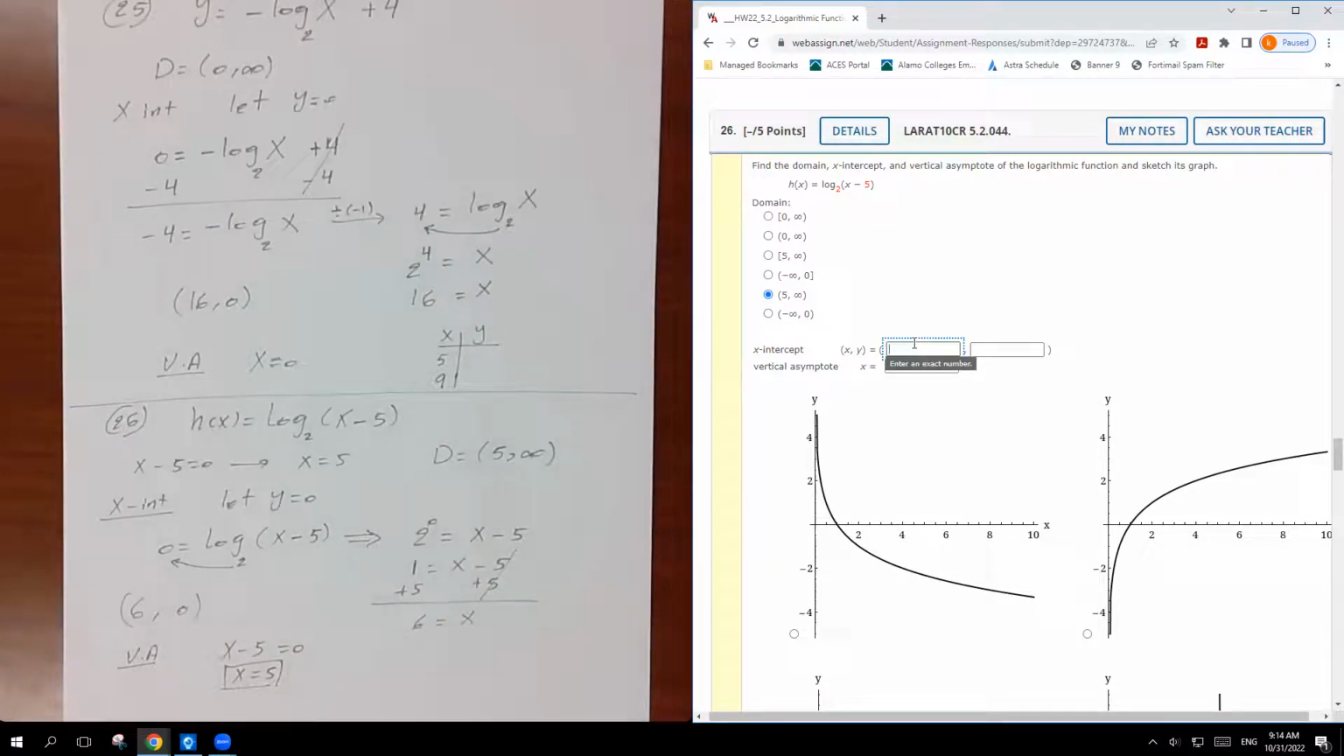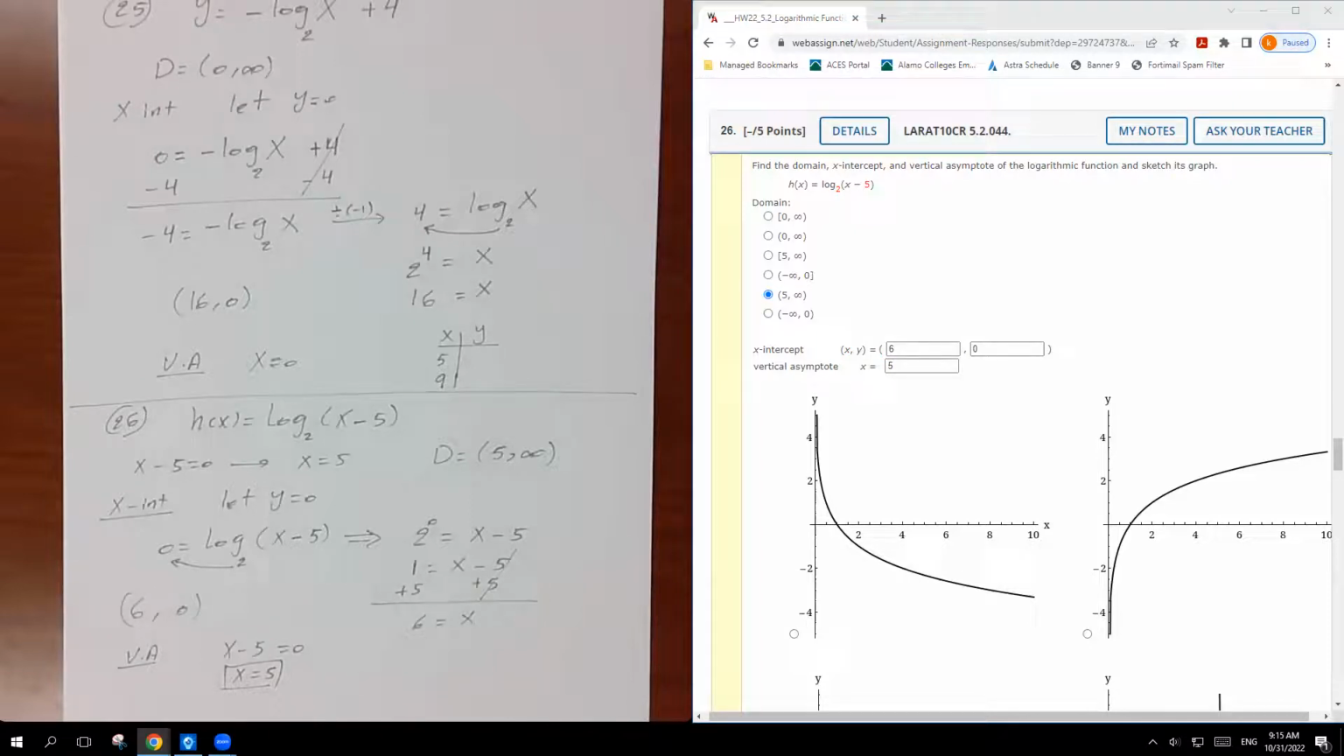So you're going to type here the domain. We choose the domain. The x-intercept is 6 and 0. 6 comma 0. Oops, be careful. 6 and 0 here. And our vertical asymptote is 5.